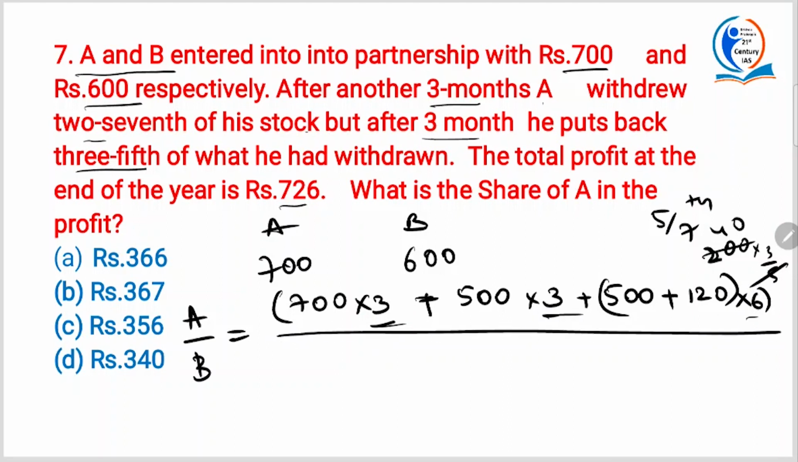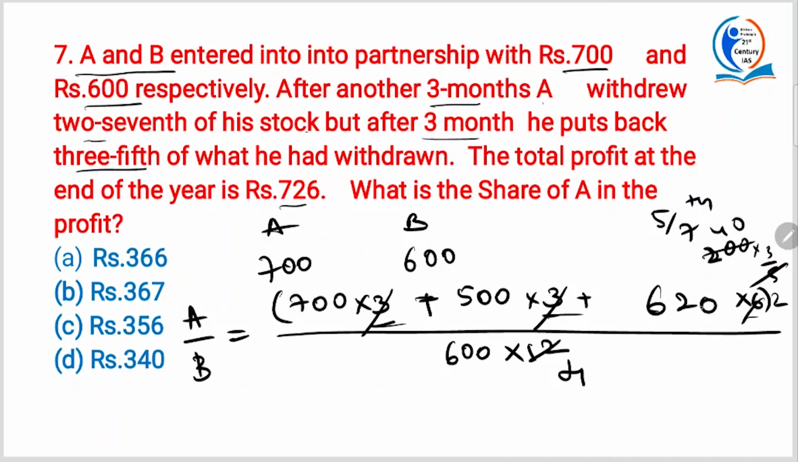Now what is B's case? 600 was invested straight for 12 months. So if we simplify, we can write this as 620, right? 620.